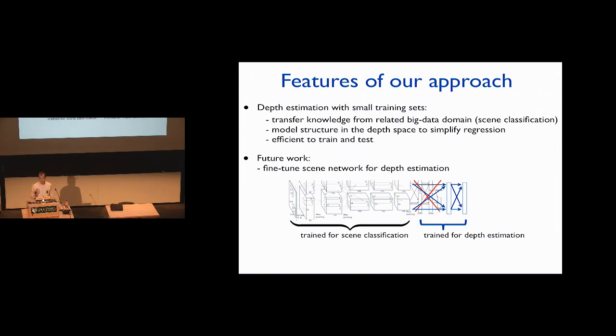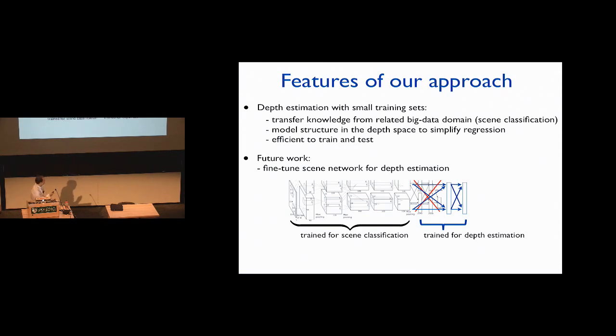So, in summary, this technique performs depth estimation with state-of-the-art results. The key idea behind our approach is to transfer knowledge from a domain where labels are plentiful, which is scene classification, to a domain where, unfortunately, labels are still scarce, which is depth prediction.